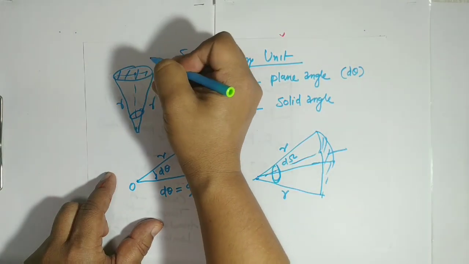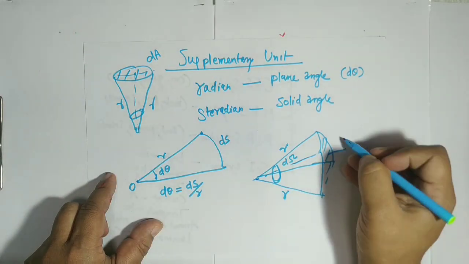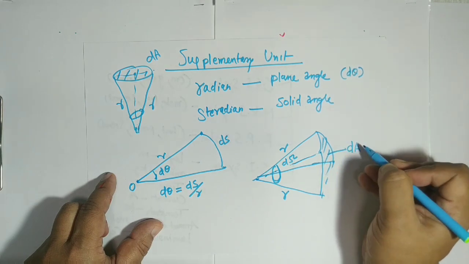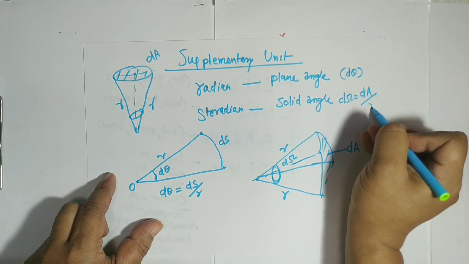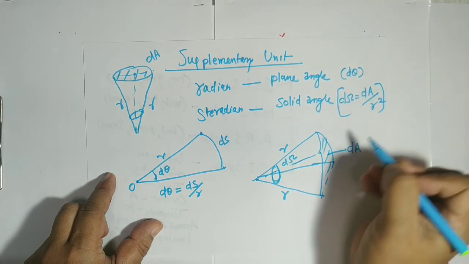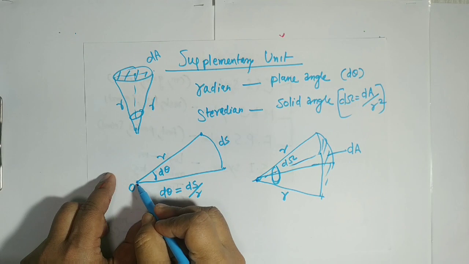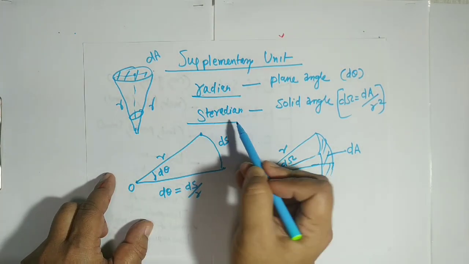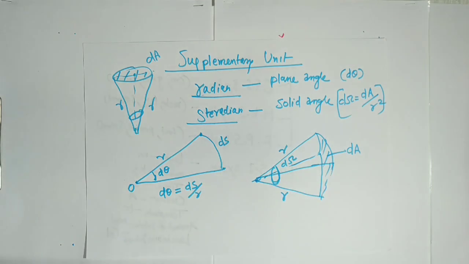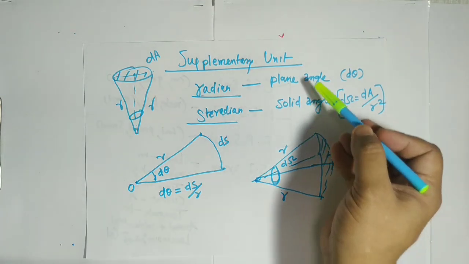This is the area. You see here, I have compared it with the ice cream cone. So say this area is dA. So d psi is denoted by dA by r square. So this is the solid angle. Though you are going to deal mainly with the plane angle, this is a solid angle. So one is radian, one is steradian. These are the supplementary units, and one is for the solid angle.